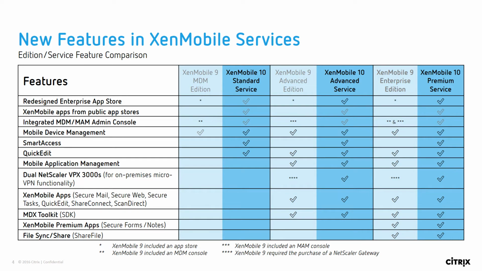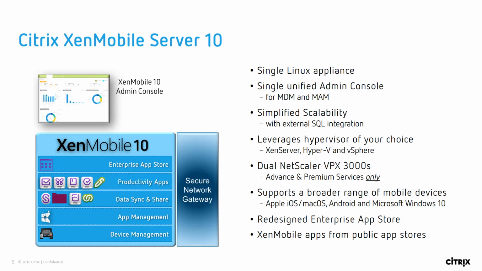Now let's take a look at the new server capabilities. There have been a number of changes and enhancements in XenMobile 10 server. It's now a Linux appliance rather than separate servers. It has a single integrated admin console, replacing the separate MDM and MAM XenMobile 9 consoles. XenMobile 10 now uses a SQL database for simplified scalability and leverages the hypervisor of your choice. XenMobile 10 has a redesigned Enterprise App Store, and XenMobile apps are now available from public app stores. It supports a wider range of devices, so Apple iOS and macOS, Android, and Microsoft Windows 10. And XenMobile 10 Advanced and Premium services include dual NetScaler VPX 3000s to provide micro VPN capability.